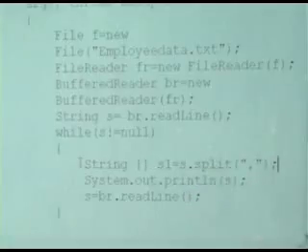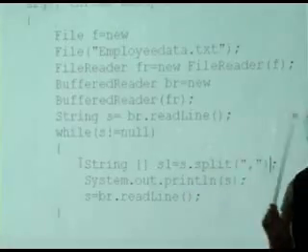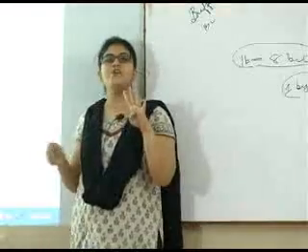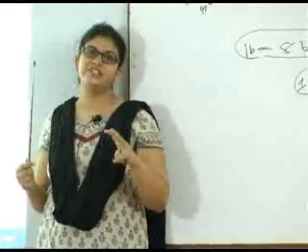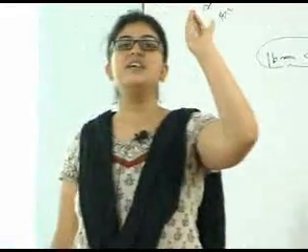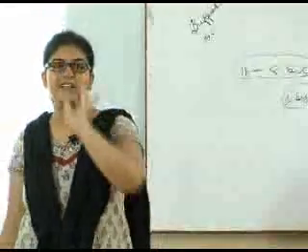4 elements. The first element would be the employee number. Second element would be the name. The third element would be what? The salary. Fourth element would be your designation. Okay. What am I interested in? I am interested in the third element, which is nothing but the salary.